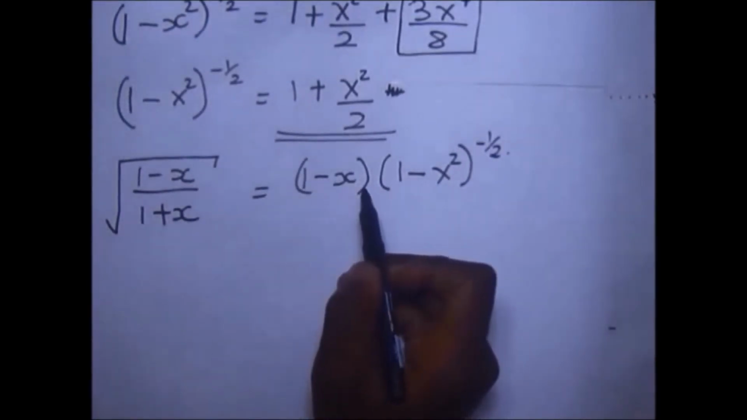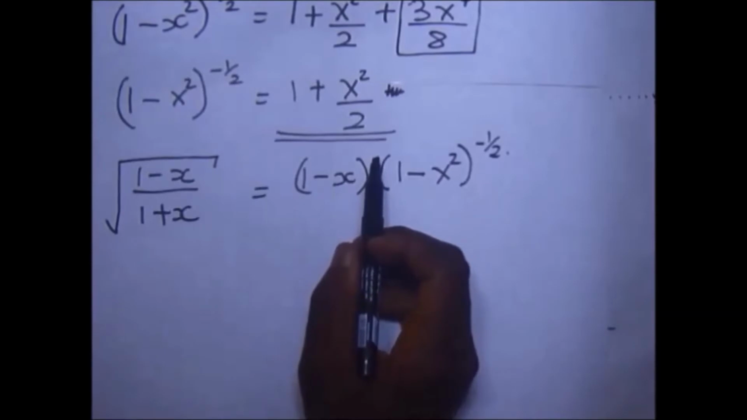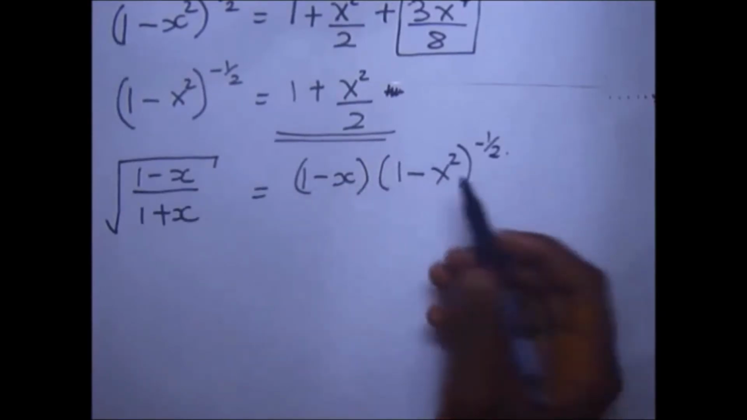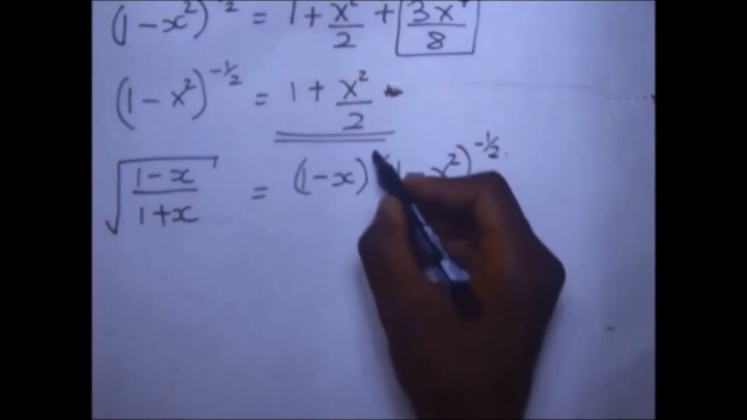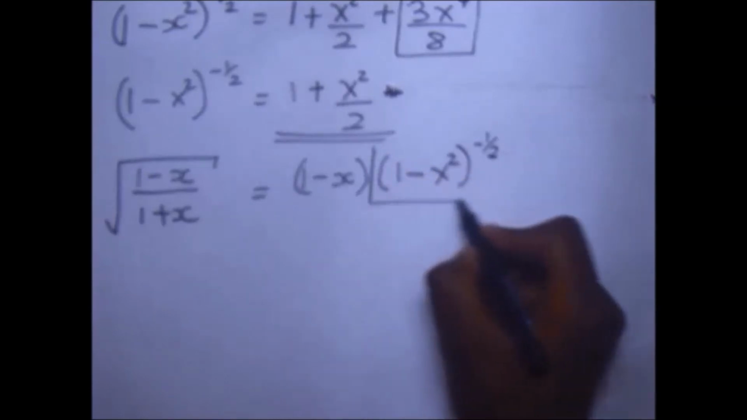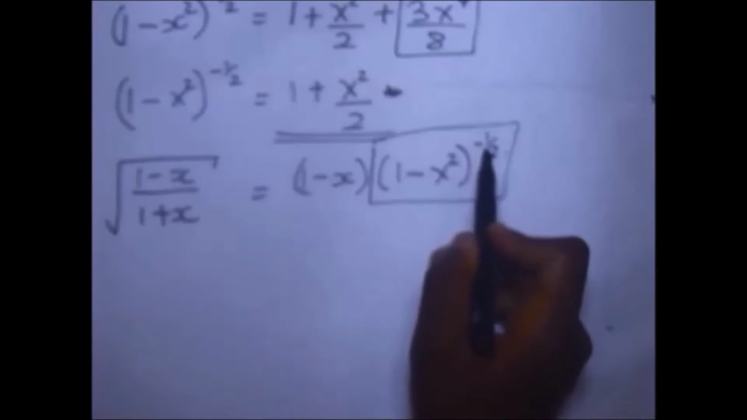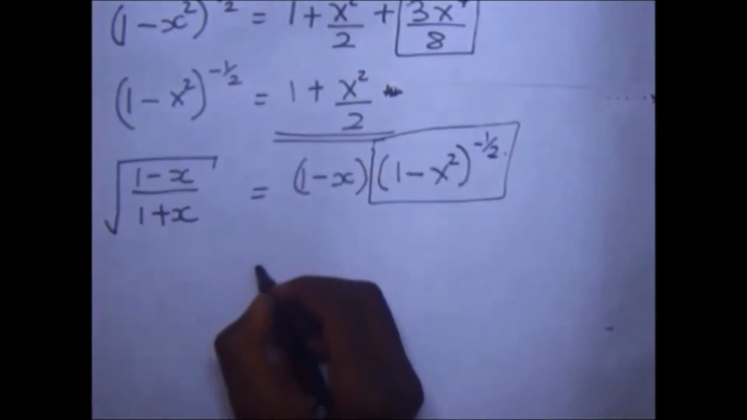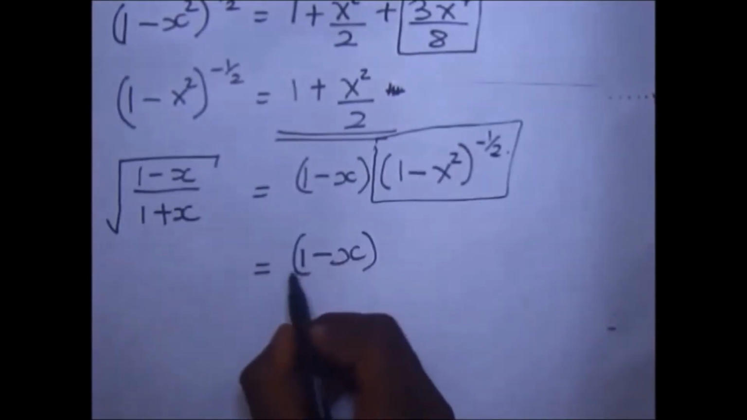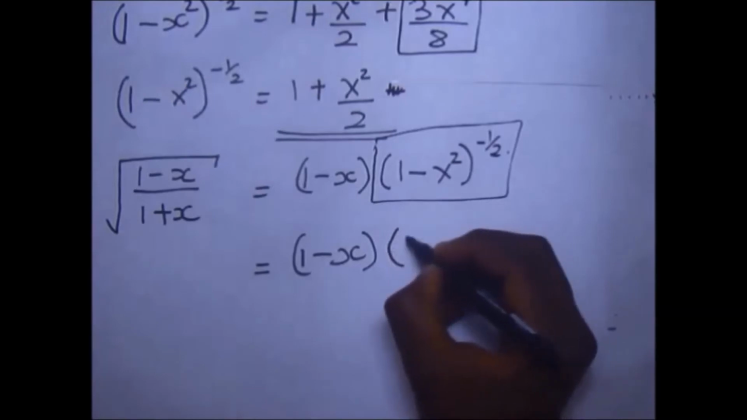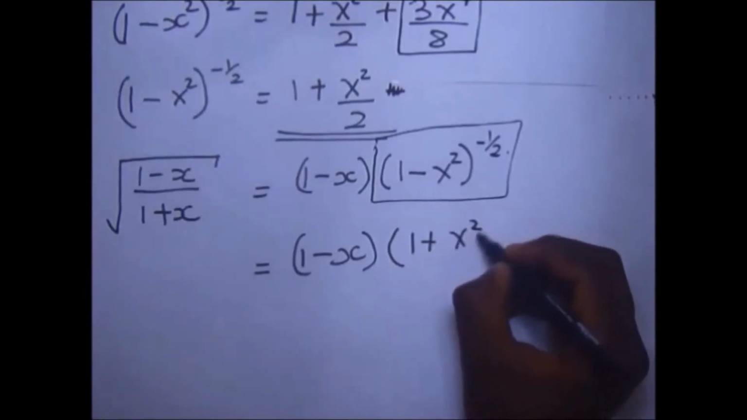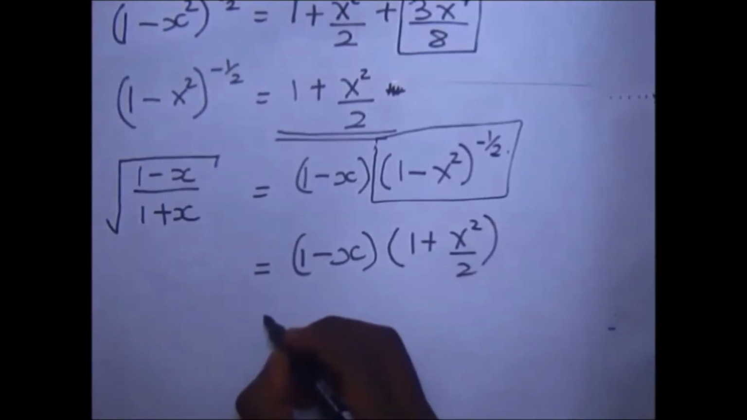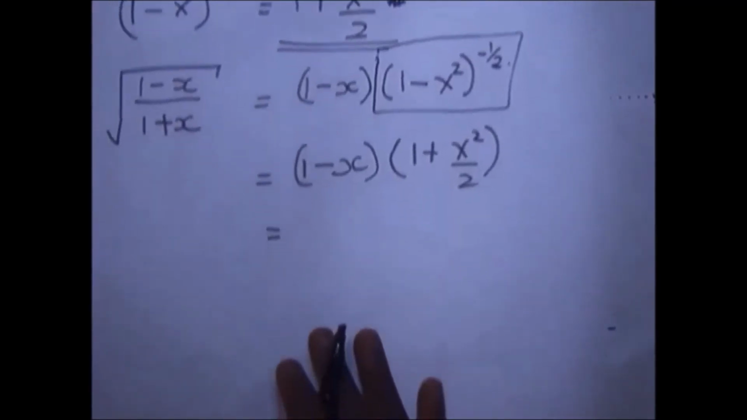1 minus x is already expanded because (1 minus x) to the power 1 is the same as saying 1 minus x. Then what we were doing before, we were trying to get the binomial expansion for this, and we got it. (1 minus x squared) to the power negative a half is equivalent to this term. So we are simply going to say it's 1 minus x, multiply that by 1 plus x squared over 2.